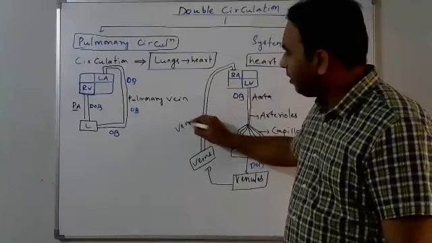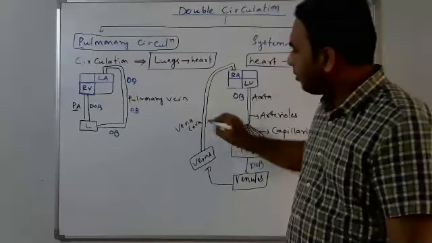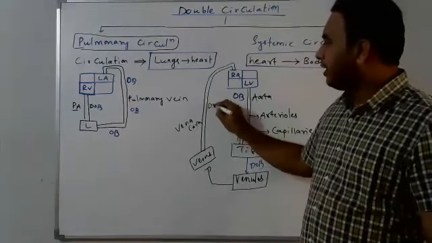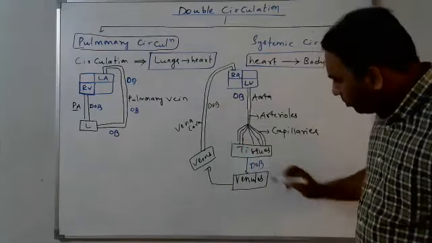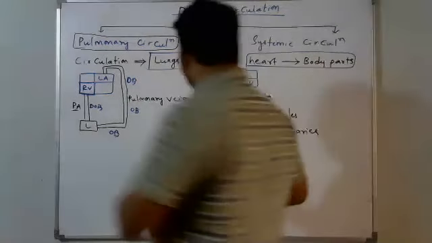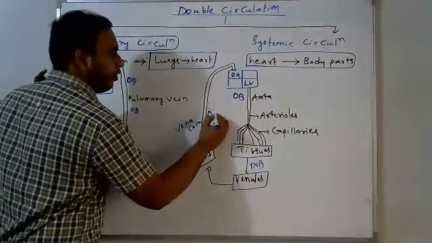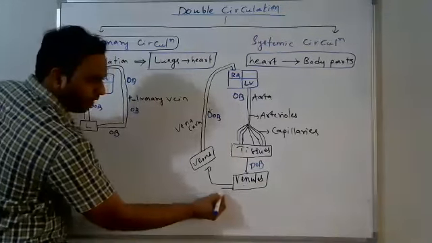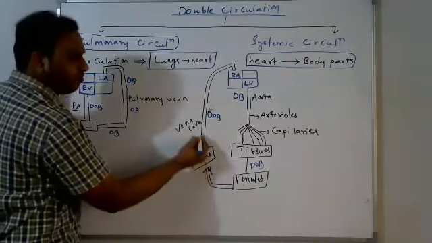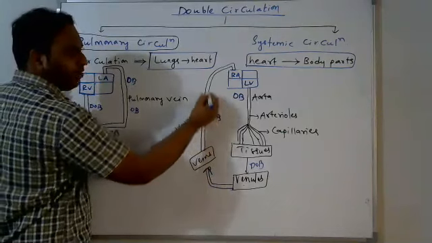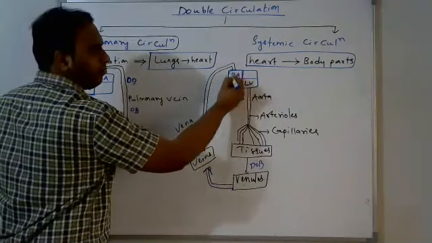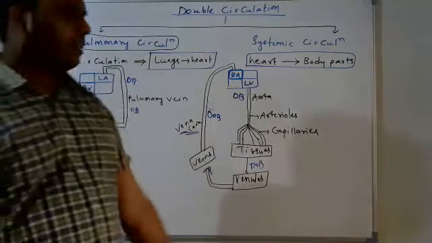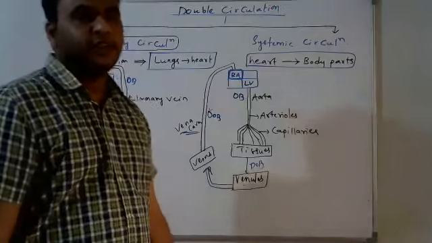I'll write the spelling here. Vena cava. Okay. This is deoxygenated blood from tissues. From tissues, deoxygenated blood enters into venules, and from venules to veins, and veins to vena cava, and finally right auricle. The deoxygenated blood reaches right auricle. So this is systemic circulation. This is nothing but systemic circulation.